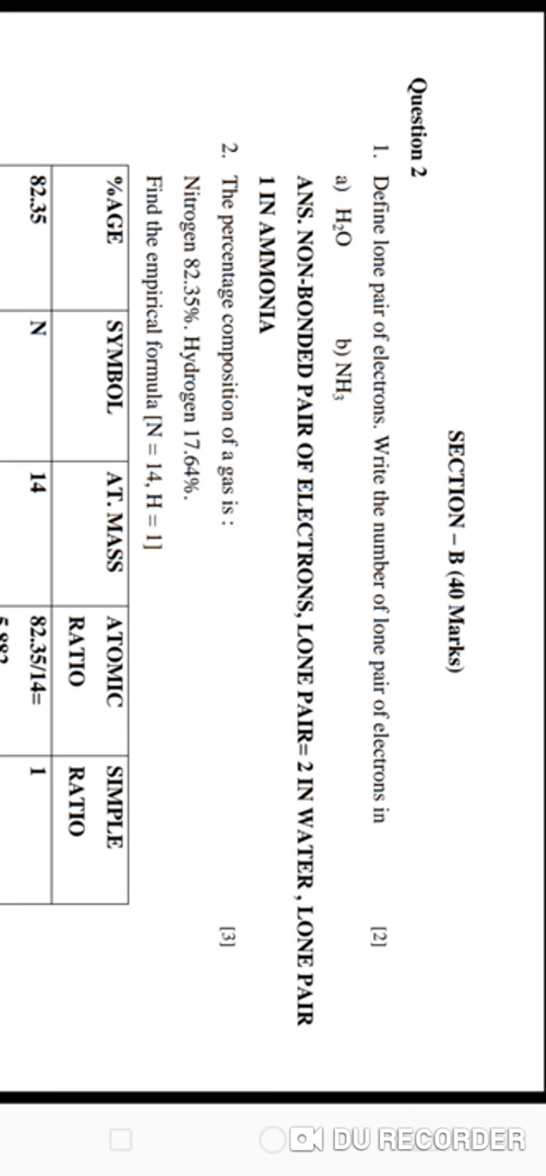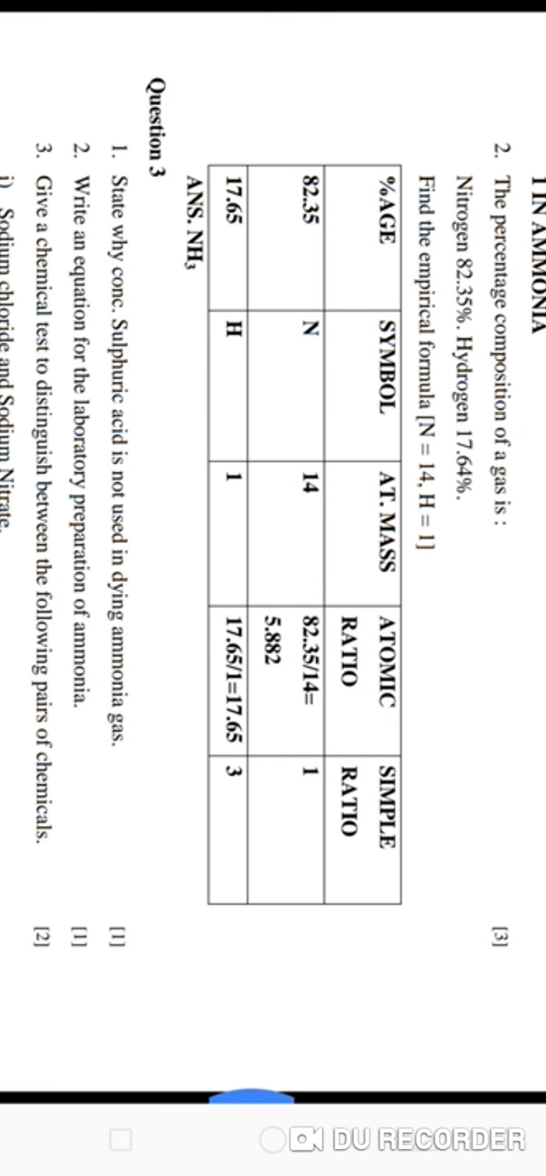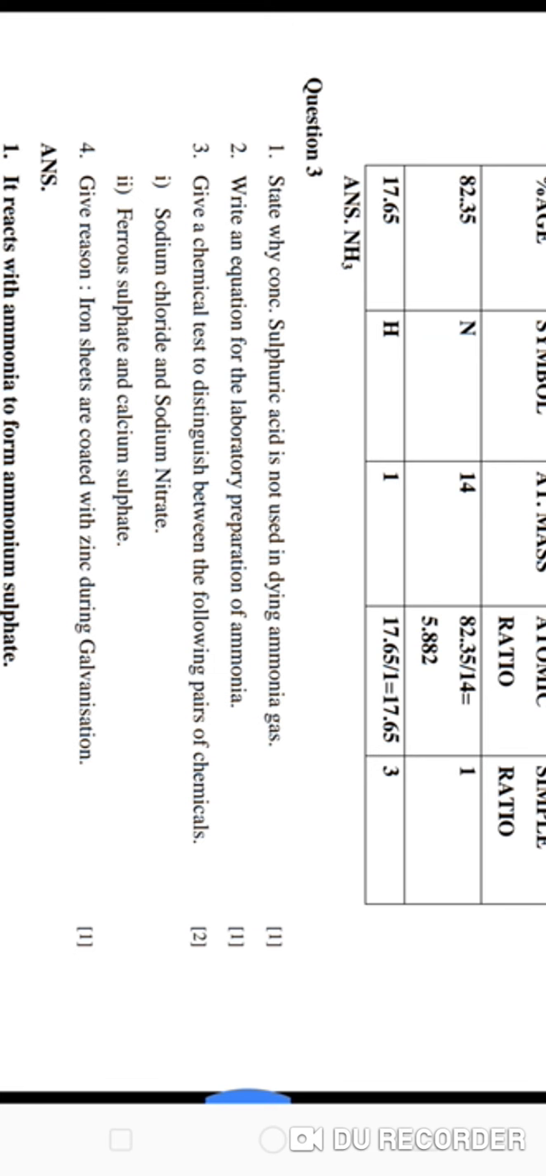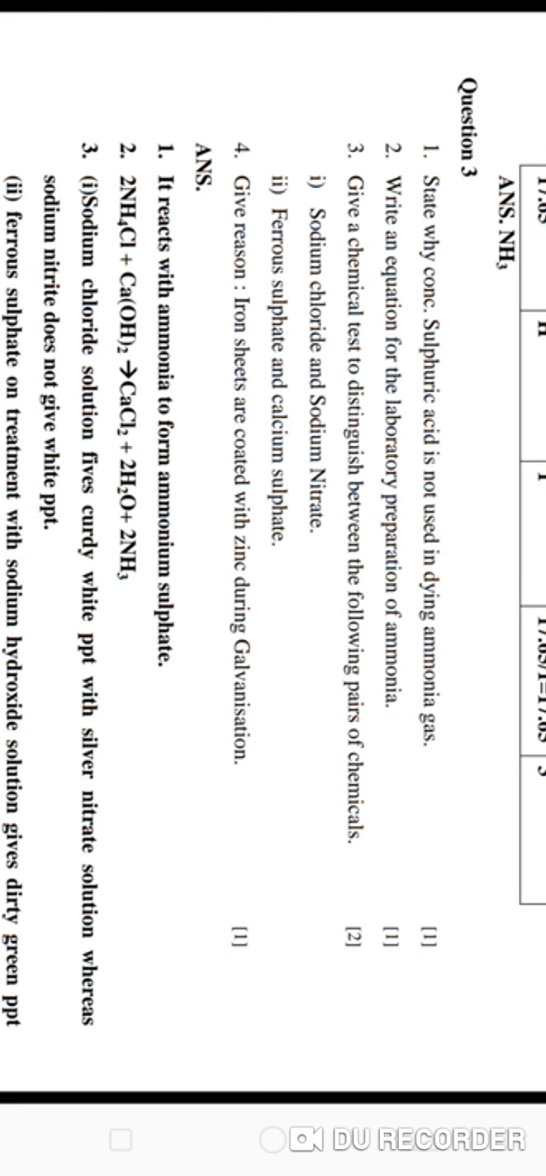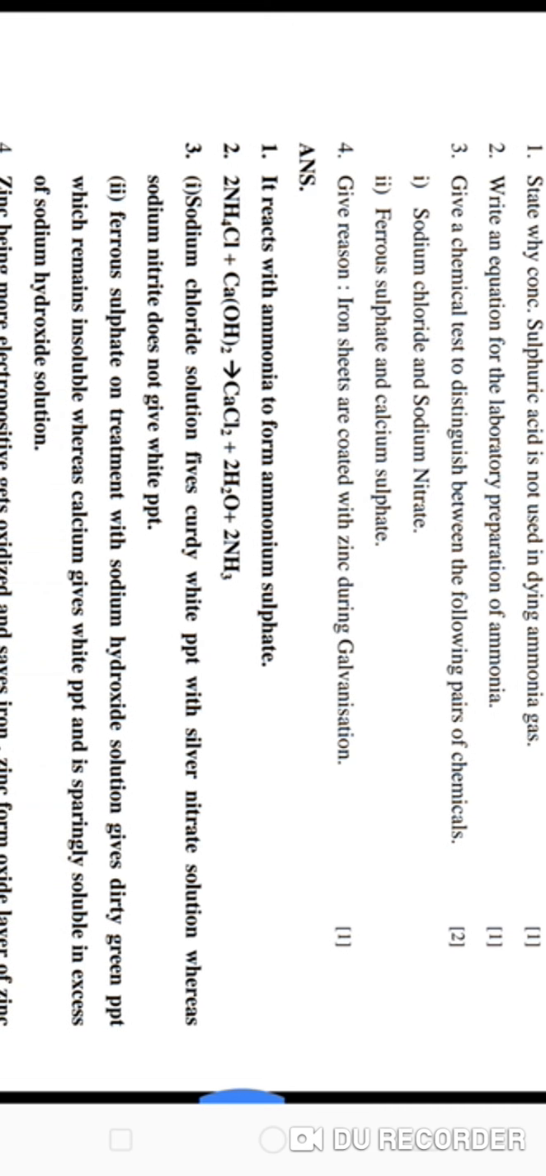Lone pair: non-bonded pair of electrons. Lone pairs present in ammonia are 1, in water it is 2. So how to find the percentage composition and empirical formula, the calculations are there on your screen. Next is regarding concentrated sulfuric acid not used in drying ammonia gas, because it reacts to form ammonium sulfate. Lab preparation of ammonia is there on your screen.